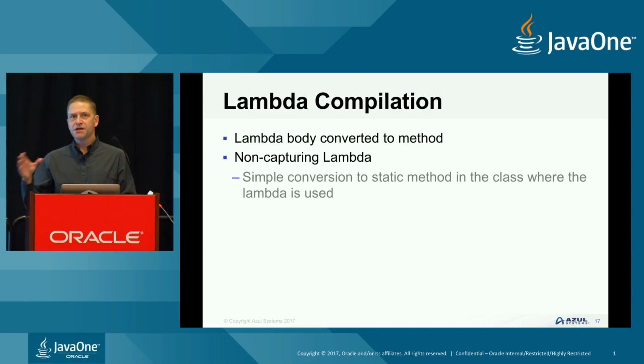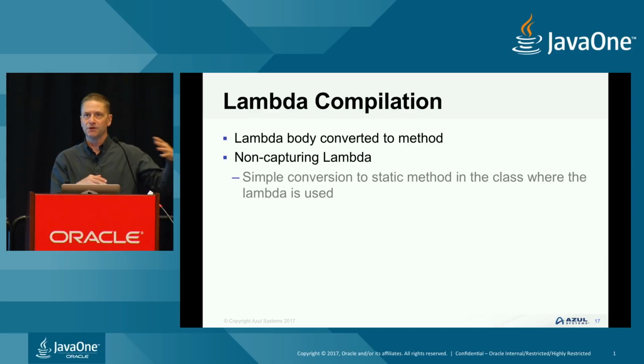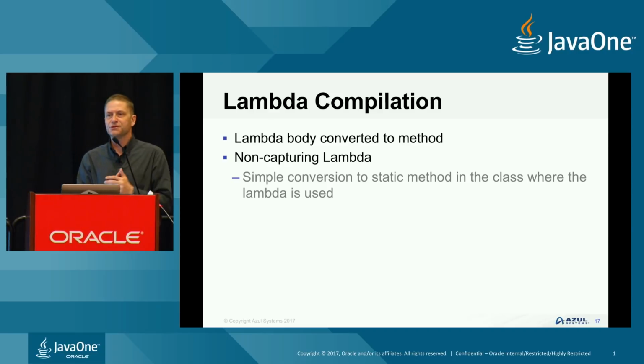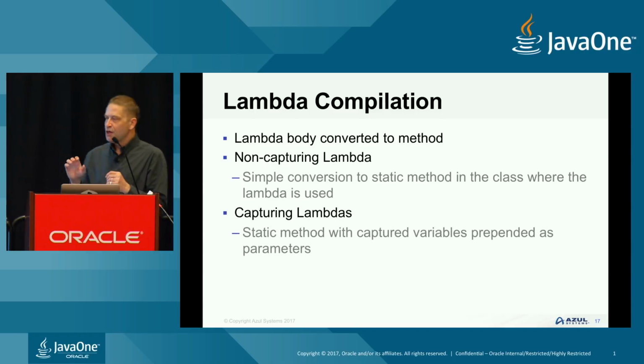So the first is if you have a non-capturing Lambda. Non-capturing Lambda is one where you don't reference any of the variables from the surrounding scope. But if you're doing something that doesn't reference variables in the surrounding scope, it's non-capturing. To do that, it's very simple for the compiler, because all it has to do is generate a new static method in the class where the Lambda expression is being used, where it passes the arguments of the Lambda expression as arguments to the static method that it generates and the same return type. So all it has to do is insert the body of the Lambda expression into that new method. Very simple conversion.